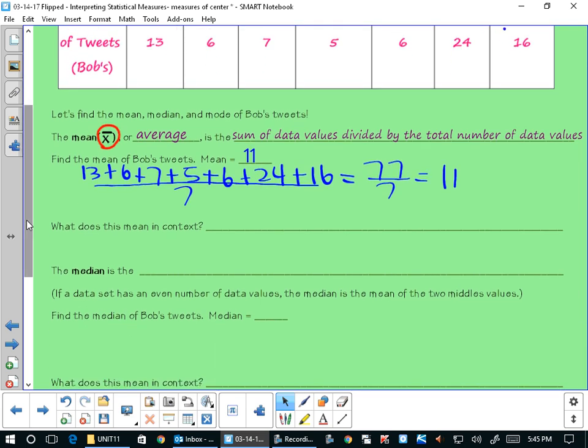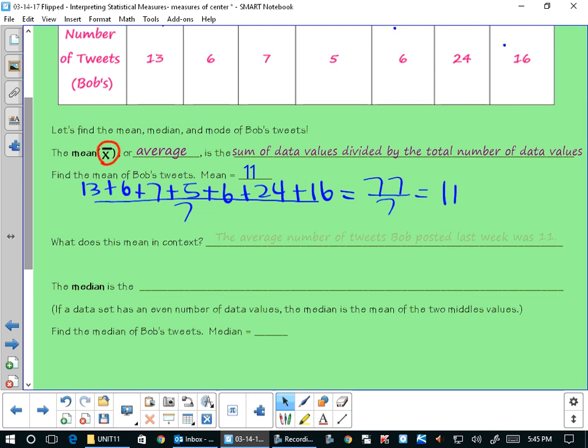Okay, so now let's talk about what it means in context. I guess I just kind of said that. The average number of tweets Bob posted last week was 11. So on average, he posted 11 tweets each day. Right, and remember, if I'm going too fast at any point in time in this video, you can pause it or rewind, whatever you need to do.